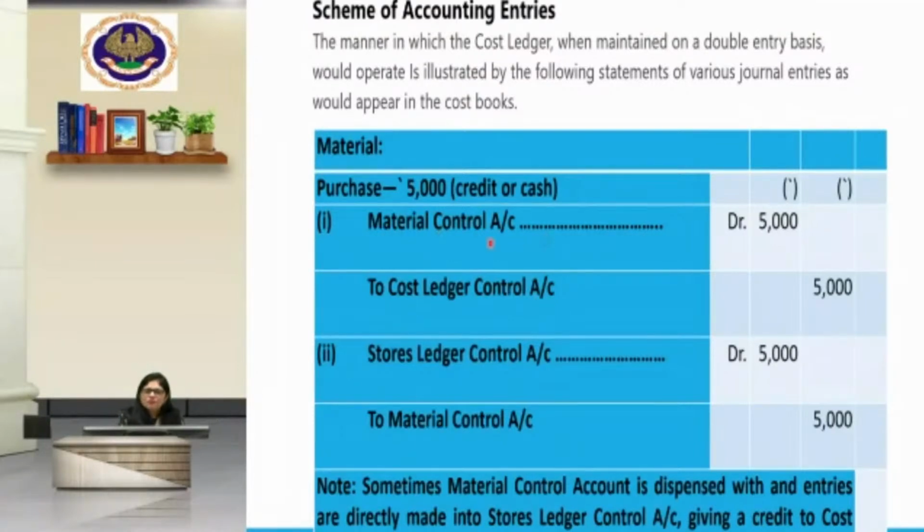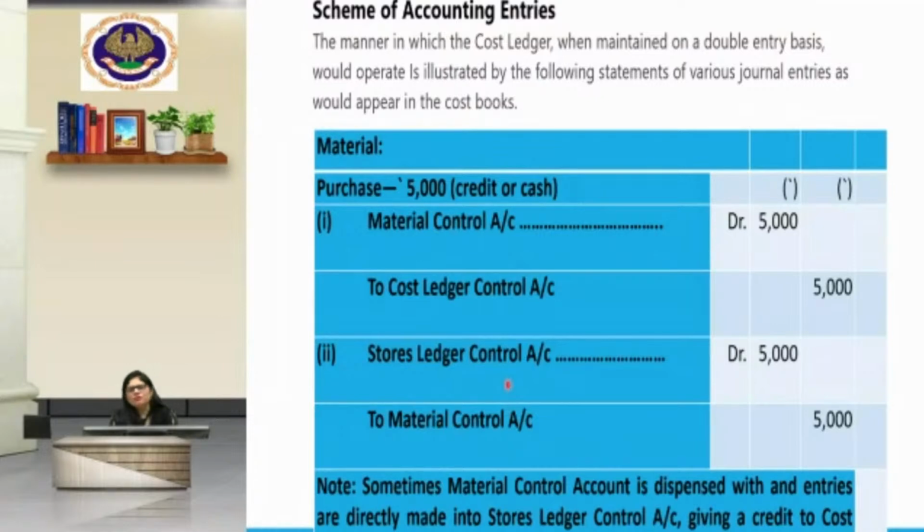The material control account, or you can write stores ledger control account also. So stores ledger control account debit to cost ledger control account, 5,000 and 5,000. Now stores ledger to material control. So ultimately it's transferring to stores ledger. So we can pass just one entry on this stores ledger control account to material because it's actually getting cancelled only. So one entry can be passed in spite of these two journal entries. That could be stores ledger control account debit to cost ledger control account. I'm repeating, in spite of the two entries, we can only pass one entry.